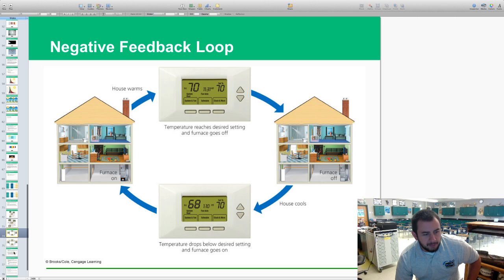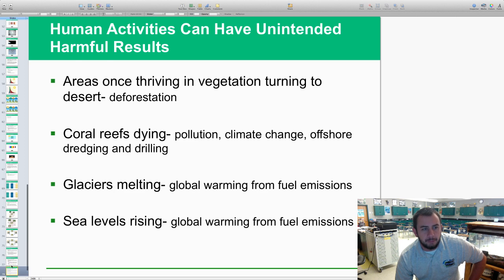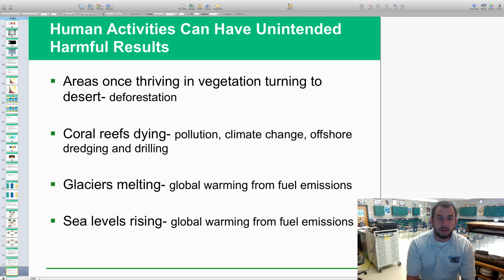Let's take a look at some other things that we can learn from. The other examples might be, for instance, areas once thriving with vegetation turning to deserts because, like you saw in the case study, we deforest an area. Eventually the nutrients are lost, and that just keeps going in the same direction where we go from once having lots of vegetation to none whatsoever.